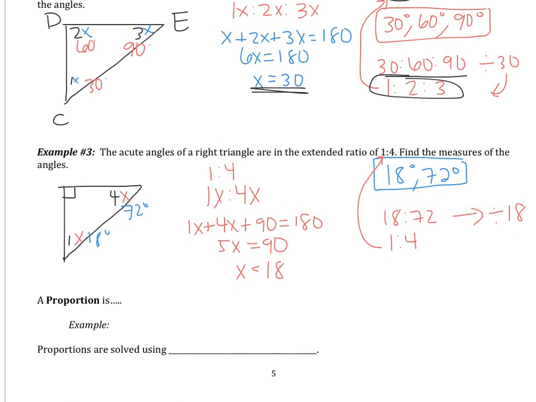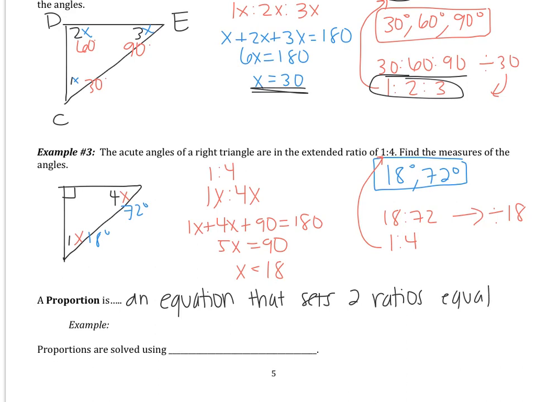Now we're going to talk about proportions. So a proportion is an equation that sets two ratios equal. So this you've definitely seen before. Let's look at an example. An example would be 2 over 3 equals x over 4.